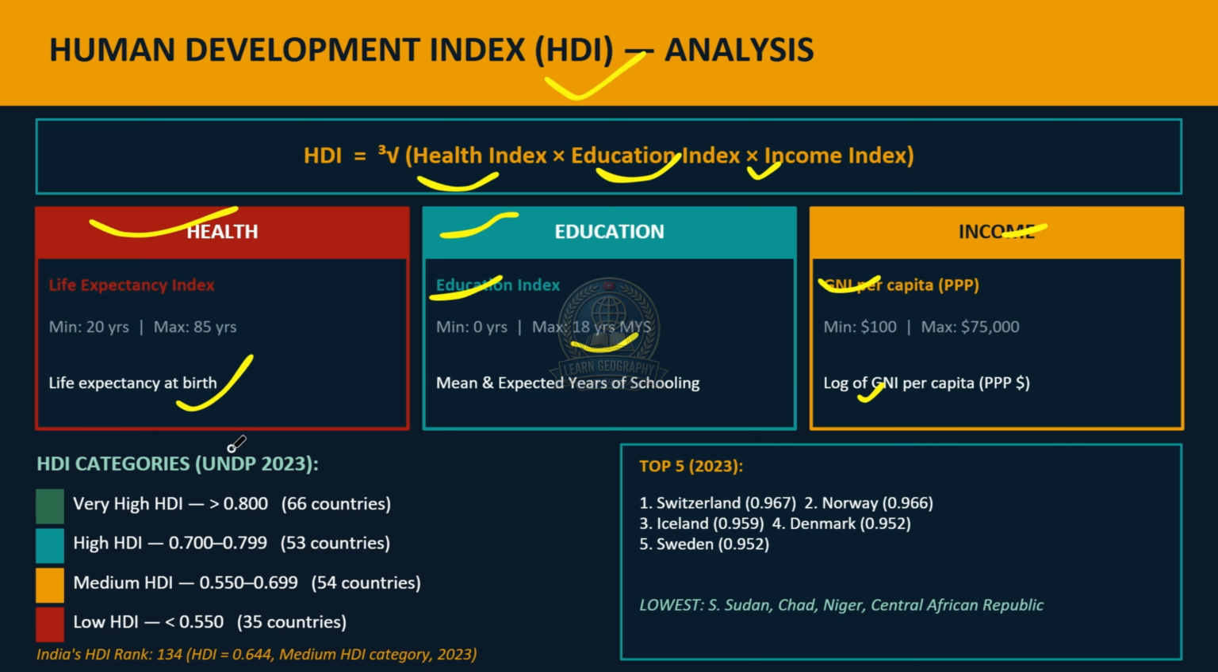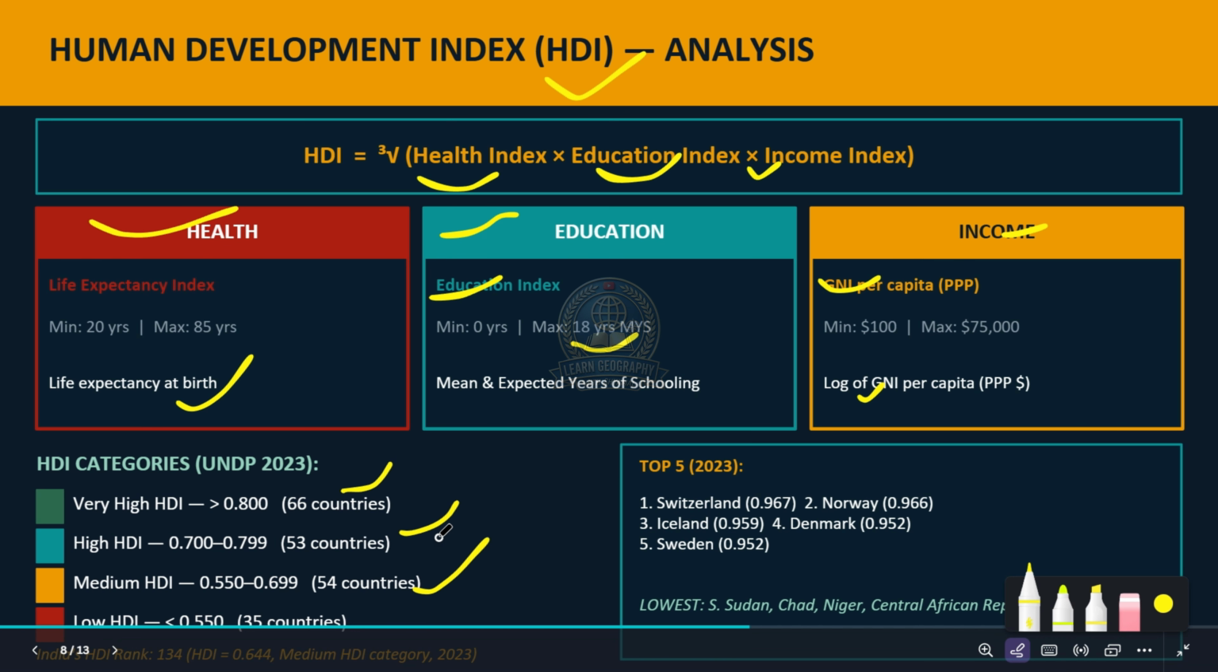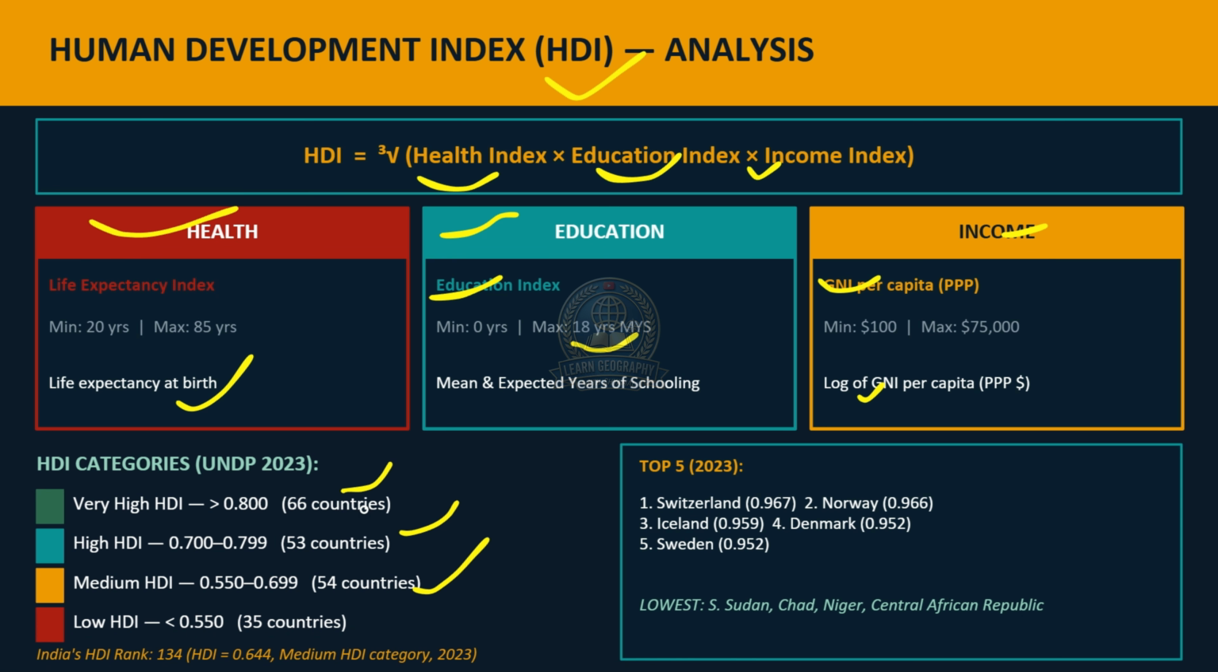Okay, HDI categories. According to UNDP data in 2023, very high HDI, more than 0.8, 66 countries all over the world. High HDI, 0.7 to 0.799, 53 countries all over the world. Medium Human Development Index, 0.55 to 0.699, 54 countries, and low HDI, that means low Human Development Index, less than 0.55 in 35 countries.